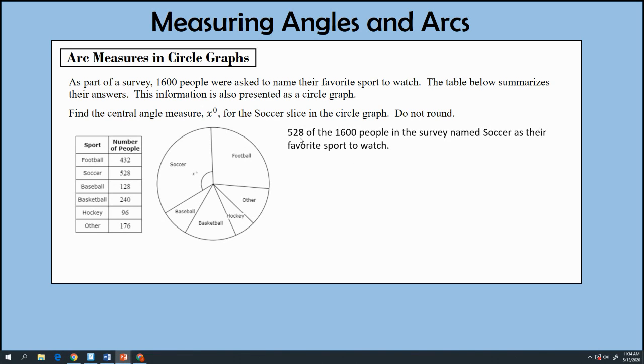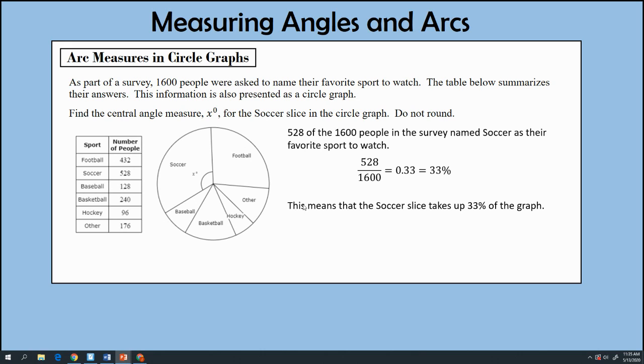All right, well, 528 out of the 1,600 people say they watch soccer as their favorite sport. So let's convert that ratio to a percent. So that's 528 out of 1,600. If you do the division, you get 0.33. Now we've got to convert 0.33 to a percent by going 2 to the right, so 33%. So 33% of the people say they watch soccer.